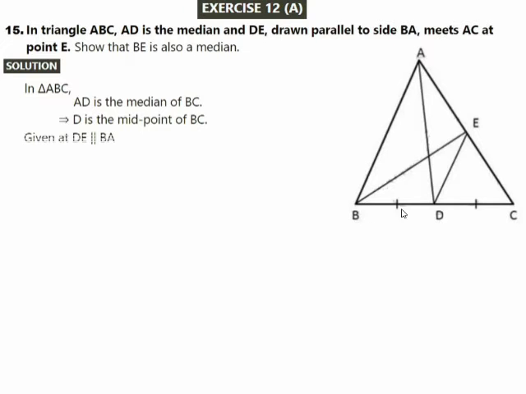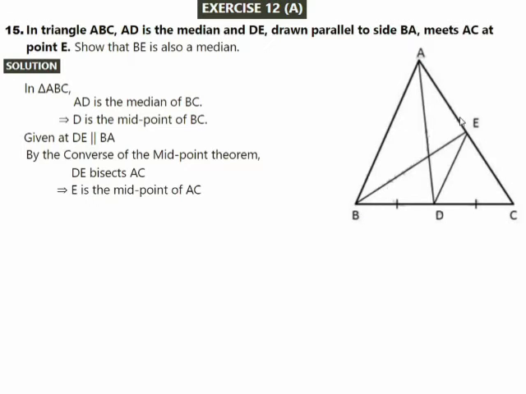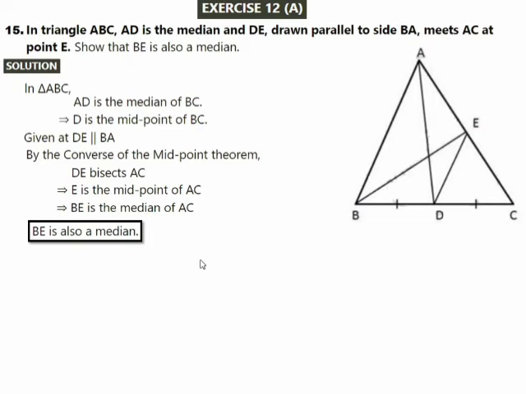Now it is given that this DE is parallel to AB or BA and D is the midpoint. Now using midpoint theorem, or by the converse of midpoint theorem, can I say that DE bisects this side AC? Yes, and in other words, it means that E is the midpoint of AC, isn't it? So that's why BE becomes the median of AC. That's why we say that BE is also a median. Okay, so you may pause the video and note down the solution.